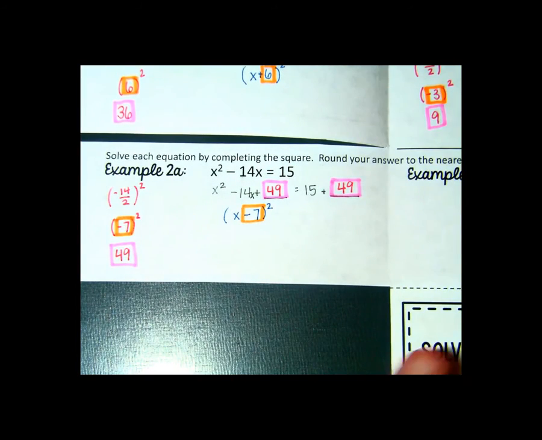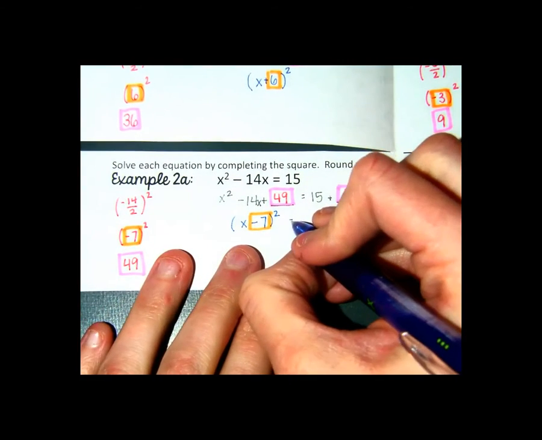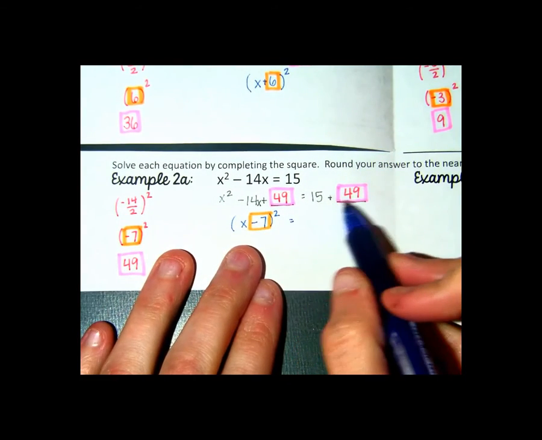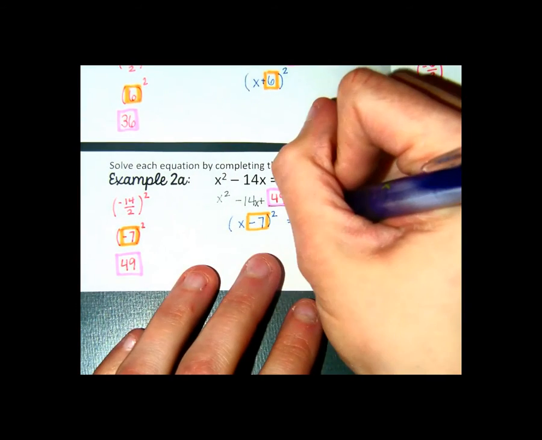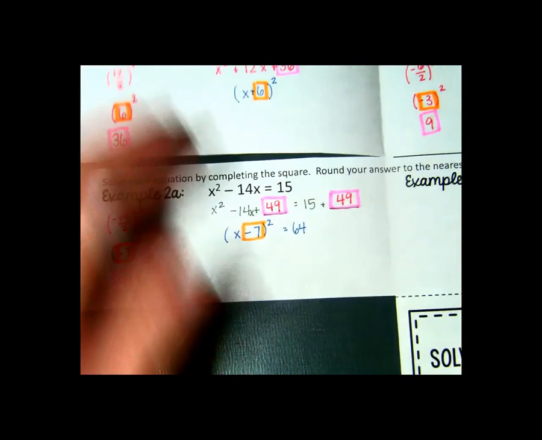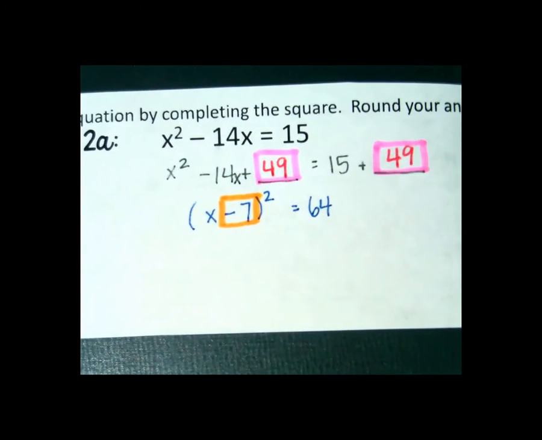X minus 7 squared equals, this is where it's different. What is 15 plus 49? 64. So I completed the square. Here is the extra step.